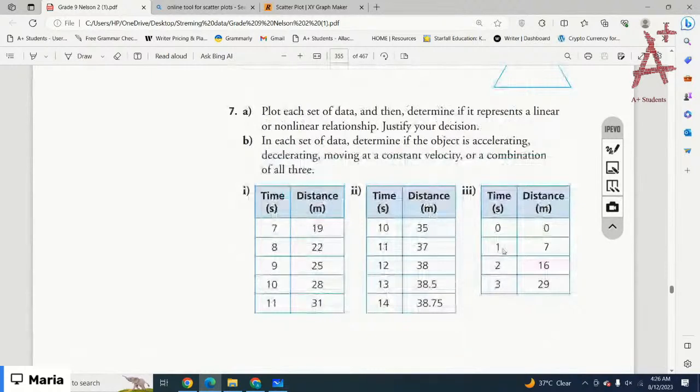Okay, that's six. Question number 7 is: plot each set of data and then determine if it represents a linear or non-linear function. Justify your decision. Part B is: in each set of data, determine if the object is accelerating, decelerating, moving at a constant velocity, or a combination of all three. So you have to plot a graph for these so that you can identify if they are linear relations or nonlinear relations, right?